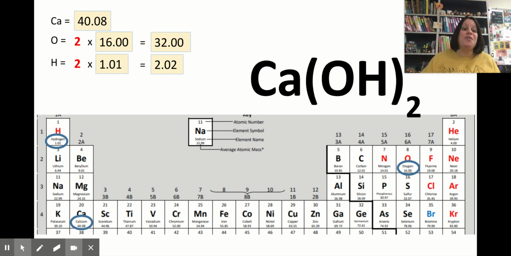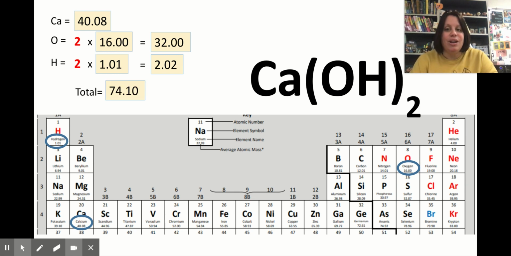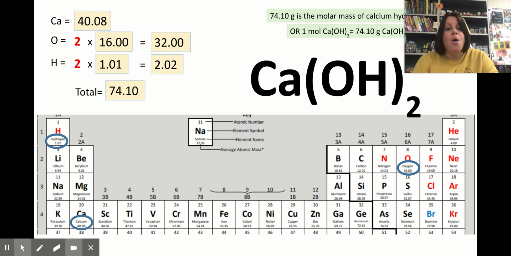You're going to go through this and do it for every element that's in that compound. And then once you're done, you're just going to add them all together. So you end up taking 40.08 plus 32.00 plus 2.02 to get a total of 74.10 grams. So 74.10 grams is the molar mass of calcium hydroxide, or you can say 1 mole of calcium hydroxide equals 74.10 grams. You do want to make sure that you are using the masses on the periodic table correctly. Don't want to make up your own masses or round masses unnecessarily.